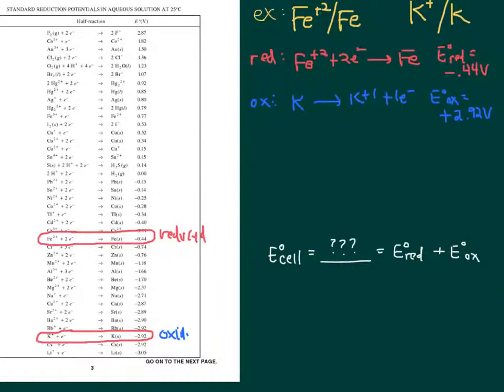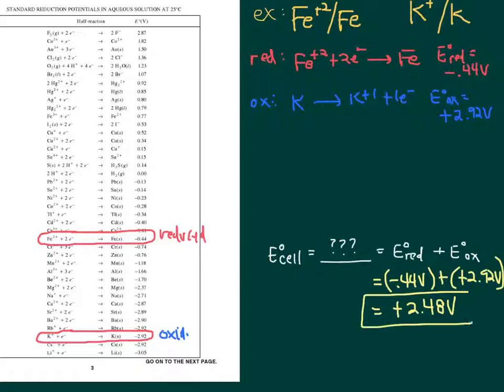And in order to get our cell potential right here, we are just going to take our reduction potential and add it to our oxidation potential. So we're going to take our negative 0.44 volts, and we're going to add it to our positive 2.92 volts. Make sure you get a positive number, because if you don't, you did it wrong. And that should give you a cell voltage of positive 2.48 volts.